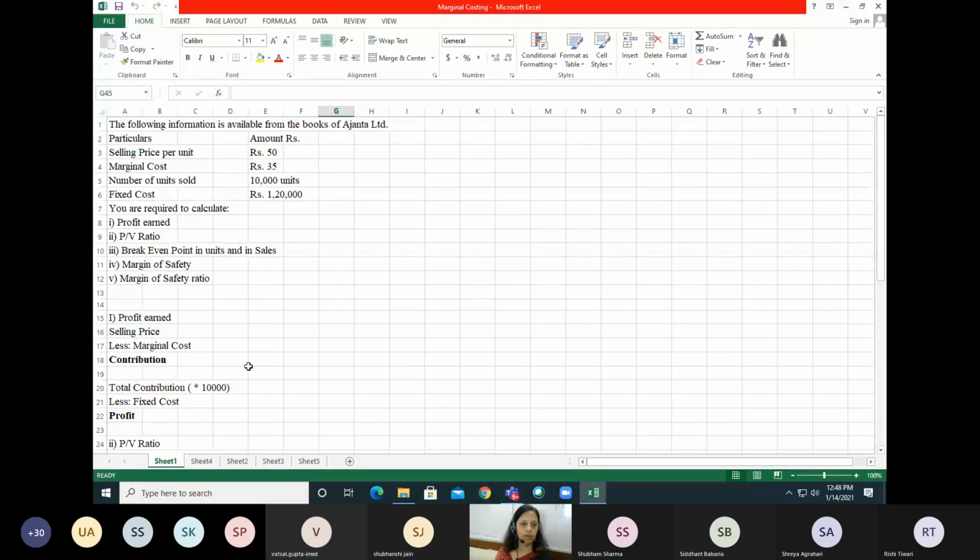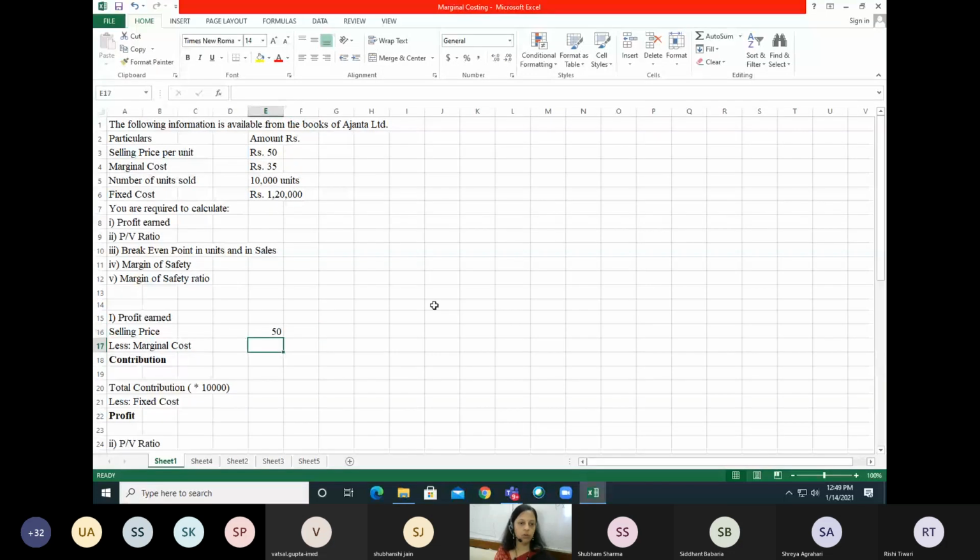Now as I have given you the formula, how will you start solving the question, how will you calculate profit earned, anyone? Ma'am, first we'll calculate quantity. Correct. Very good. So in a question of marginal costing, you have to start with contribution. Here they have given selling price and marginal cost. So first we will calculate profit earned. Write in the column: selling price of the product rupees 50. Marginal cost is given rupees 35.